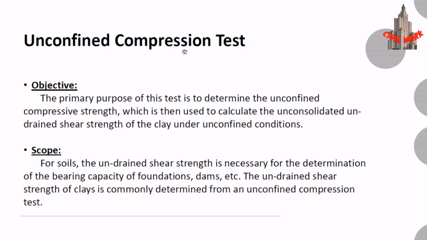The unconfined compression test gives the undrained shear strength, which we have discussed earlier has a symbol of sigma, of cohesive soils, that is useful in determination of the bearing capacity of the soil, stability of the earthen dam, embankments, and then we have the cohesive soil is used in the core of the earthen dam.